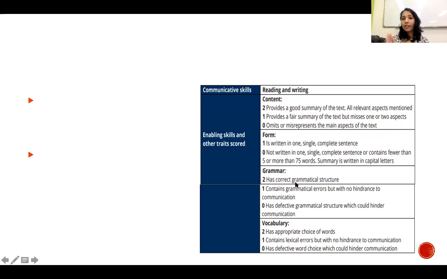Then your grammar, if it has a correct grammatical structure, if your sentence is structured carefully, properly, then you get your complete grammar points, which is 2 points for your grammar. And if it has certain grammatical errors, then you'll be getting just 1 point. Then for your vocabulary, if it has the appropriate choice of words related to your topic, related to the text, then you'll be getting a maximum of 2 points. And if you have lexical errors when you're conveying your ideas, that could lead to just 1 point. And if you've got defective communication of your vocabulary, with no link to the topic itself, then you get 0.